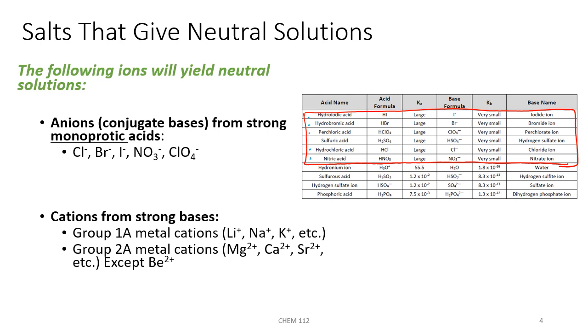You can tell they're strong because the Ka is just listed as large. There's no numerical value given. We only are given Kas for weak acids. Now, the conjugate base or the anion of any of those strong acids, notice the Kb is very small. That's because all of those are very weak bases.